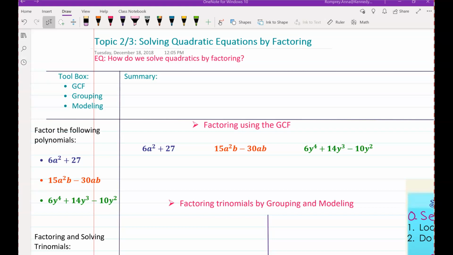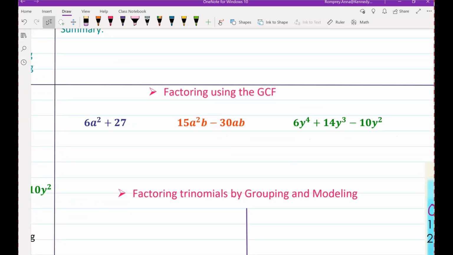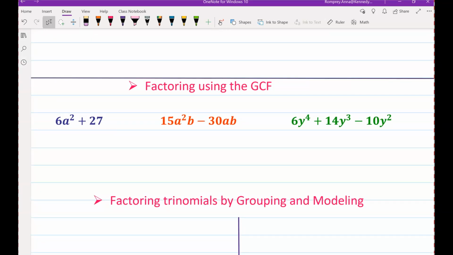So when I go to factor, notice I have a binomial and a trinomial. This works for anything. First thing we like to do is look and see, is there a GCF? Is there a greatest common factor? It's going to look a little different because we have variables involved, but don't get scared. Okay, we got this. So when I look, I have 6a squared plus 27. What's my GCF here?